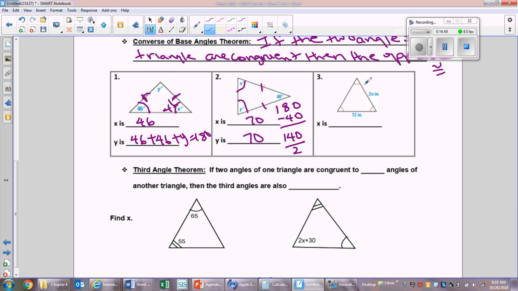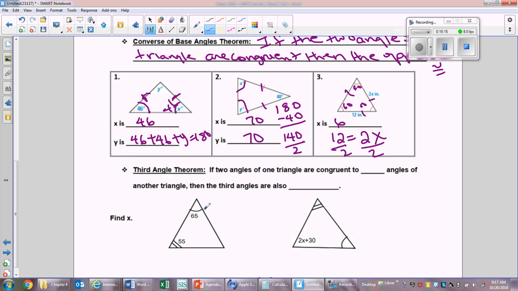And then for number 3, you can see that all of the angles are equal. This is going to be 60, 60, 60, which makes the equilateral triangle or equiangular triangle, so you can easily say all the sides are also going to be congruent. So you can say 12 equals 2x. Divide both sides by 2, and x would be 6.